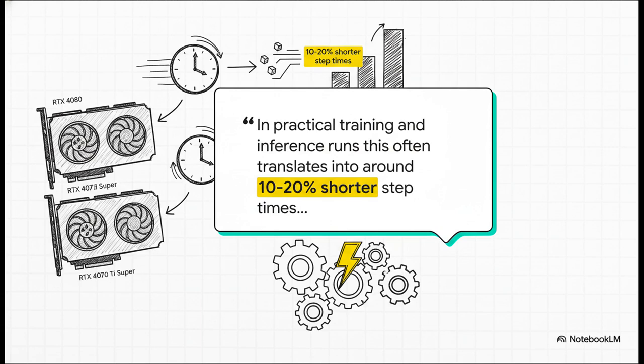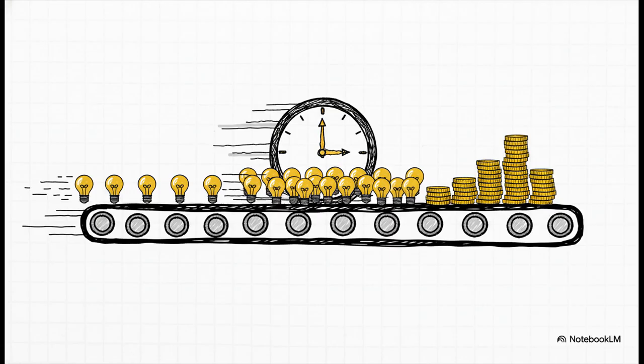When you run real AI workloads, all those spec advantages that the 4080 has add up to about a 10 to 20% speed up. Your training steps are shorter, your inference is faster. If you're fine-tuning a big language model or doing something complex with computer vision, this is where you'll really feel that difference. And let's be clear, 10 to 20% isn't just a number on a chart. It's a direct boost to your productivity.